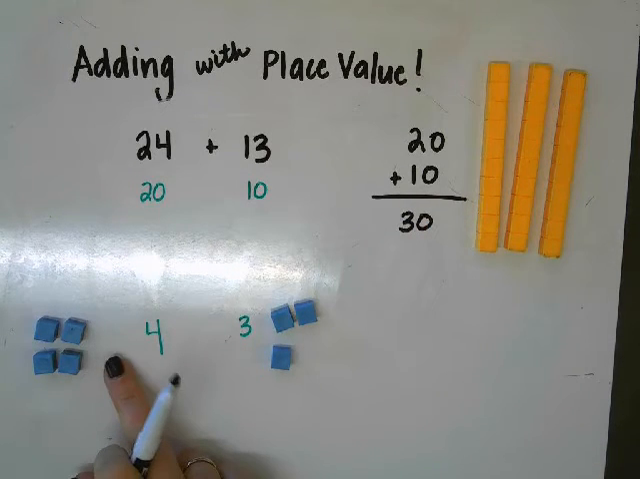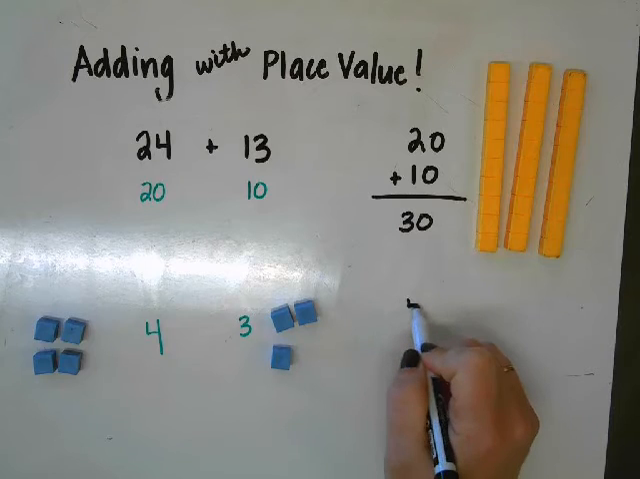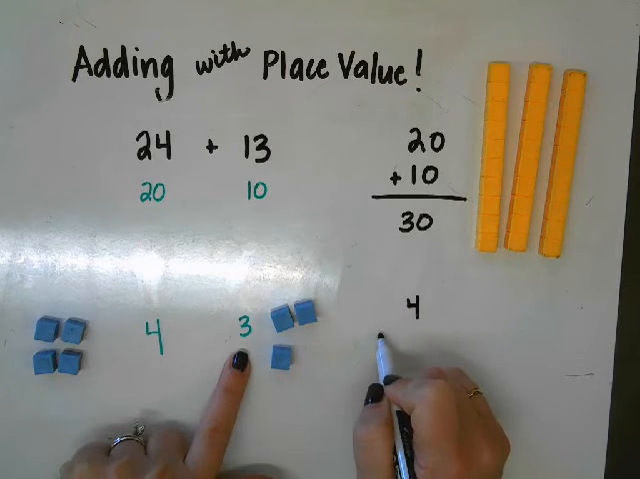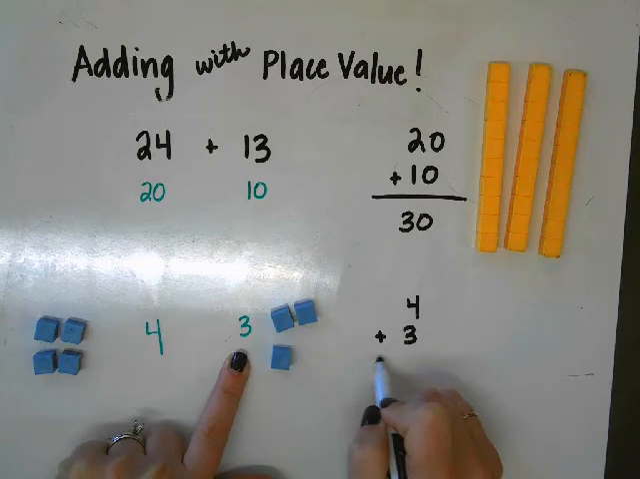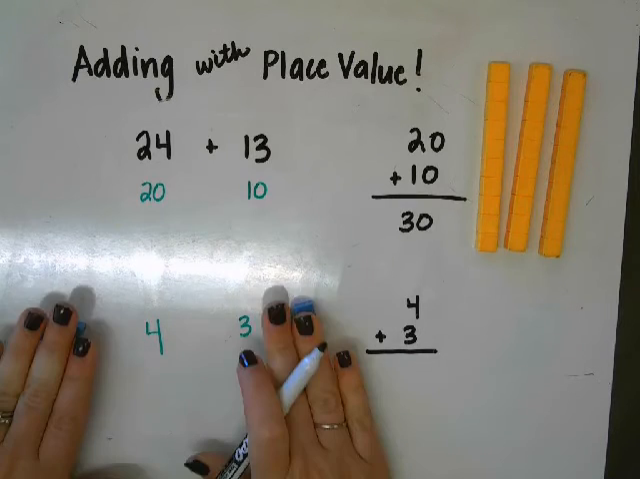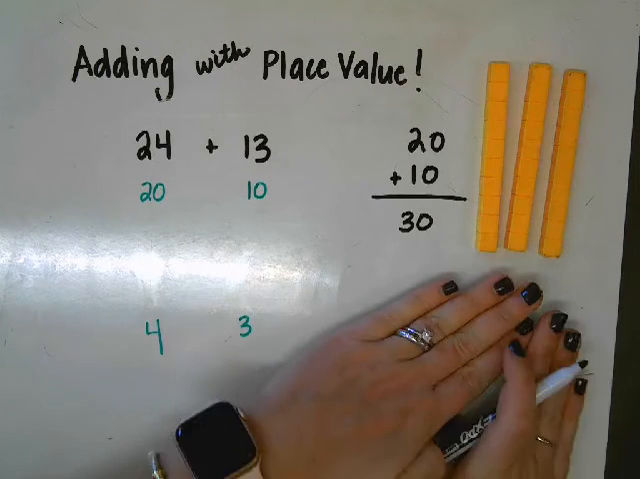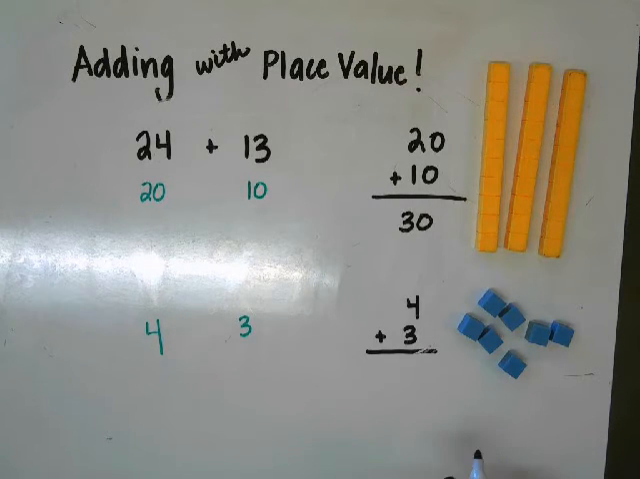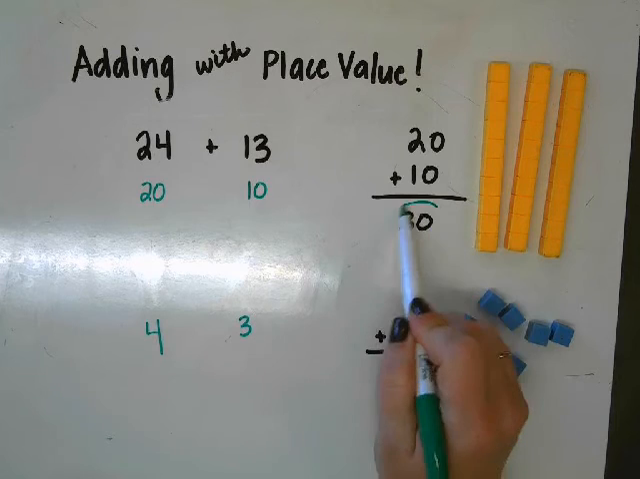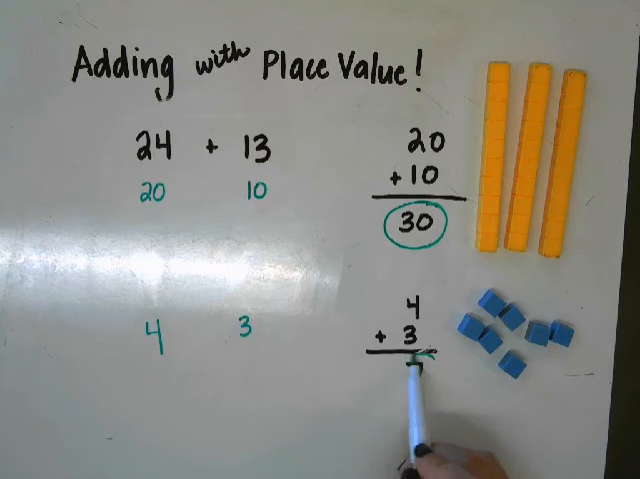So let me do the same thing with my ones. I'm going to take my 4 ones and I'm going to put it together and add it to my 3 ones. So if I take these two and I put them together, it gives me 7. 1, 2, 3, 4, 5, 6, 7. So I added my tens and I added my ones. So my very last step is to take my 30 and my 7 and put them together.